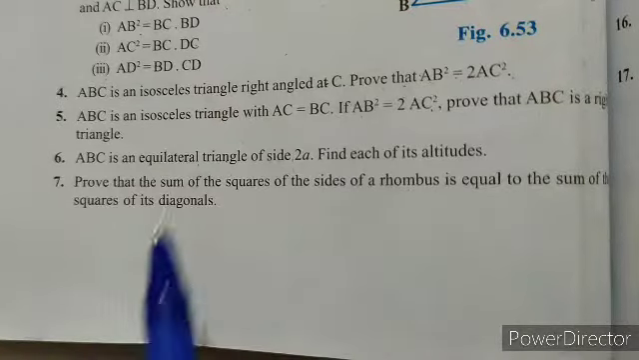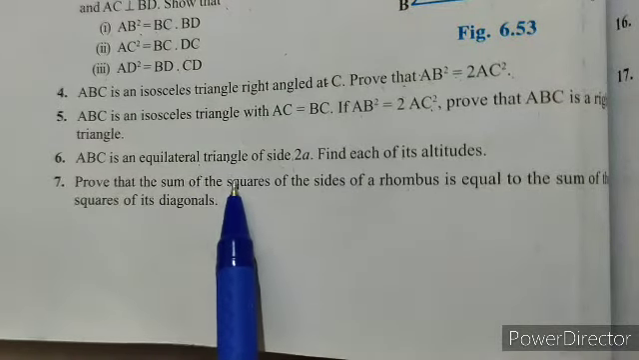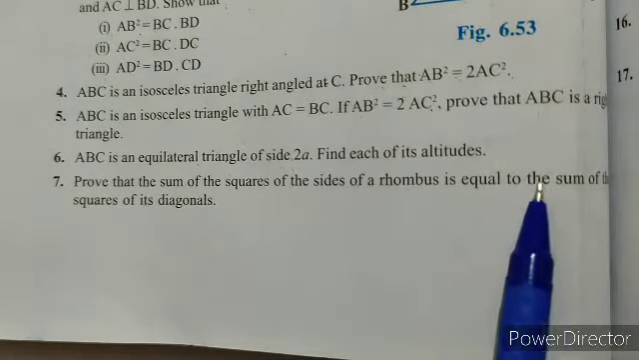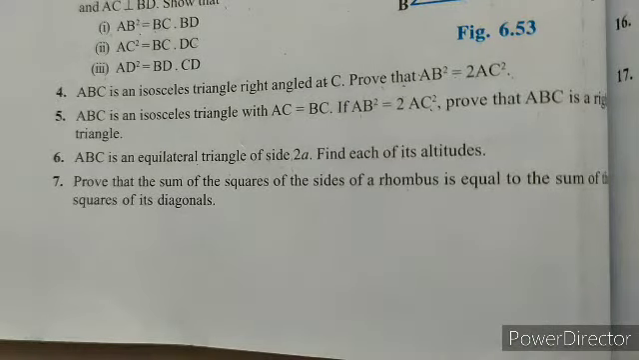Now in question number 7, we have to prove that the sum of the squares of the sides of a rhombus is equal to the sum of the squares of its diagonals.